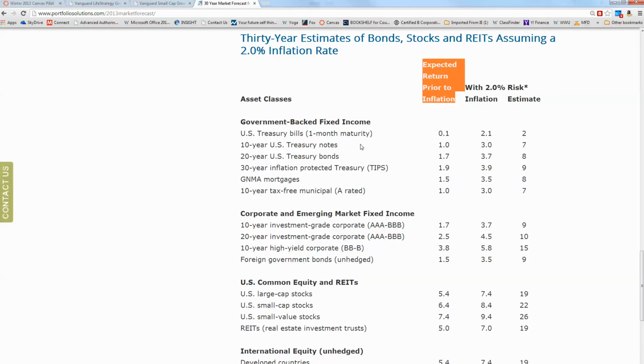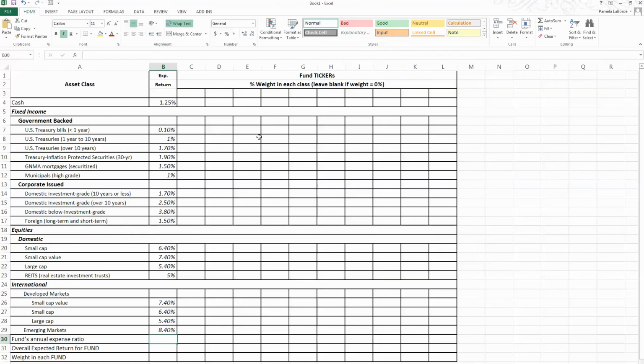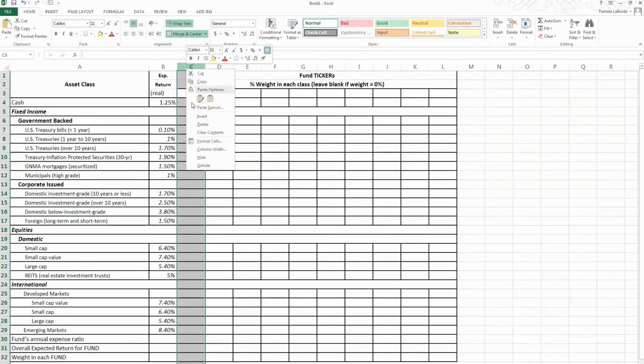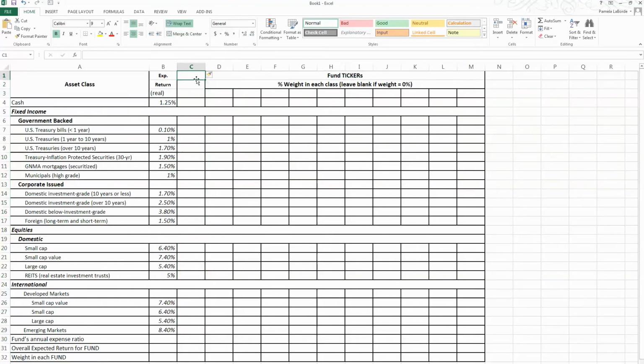So I am just going to take a moment to copy the numbers from this first column into my tab, and I'm not going to record that, so when I come back they'll be inputted. So I have the expected real returns inputted from the Portfolio Solutions website, and now I'm going to add an extra column, and this will be my expected nominal returns.